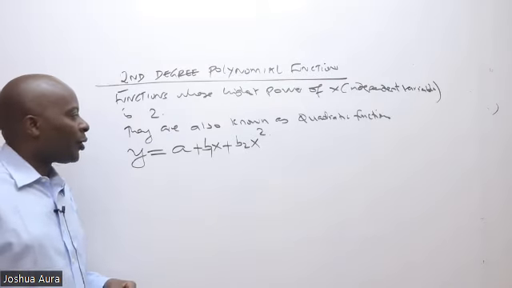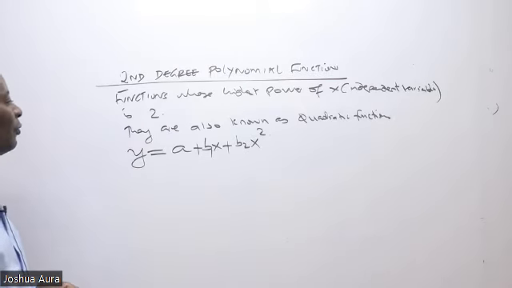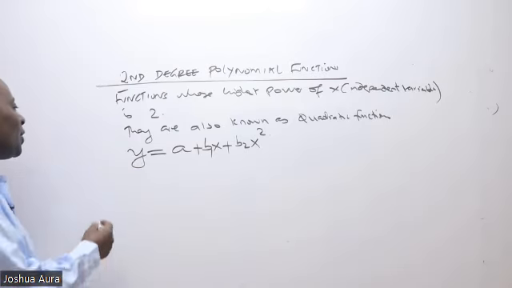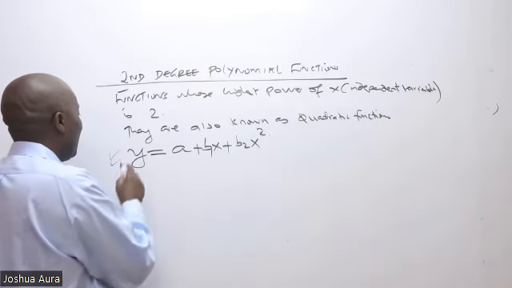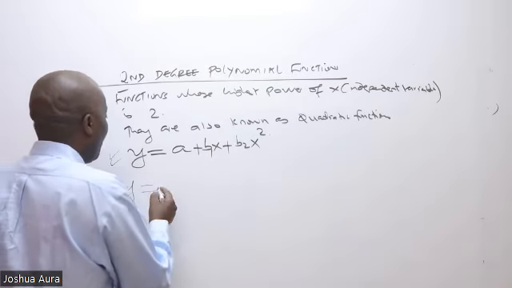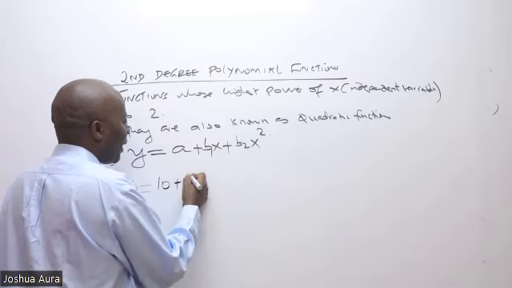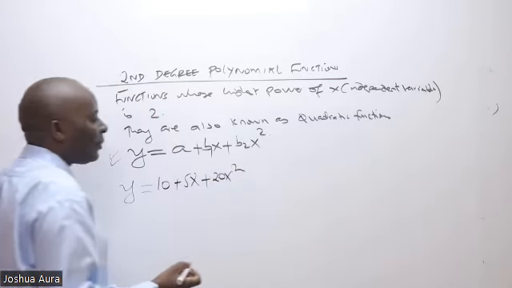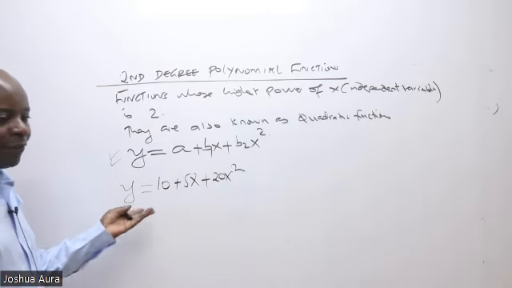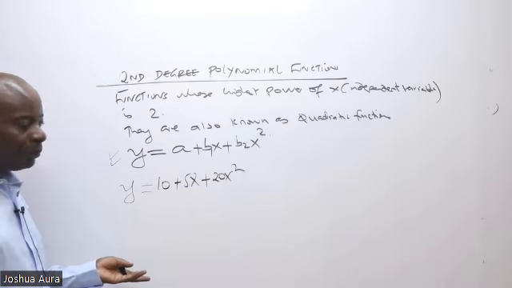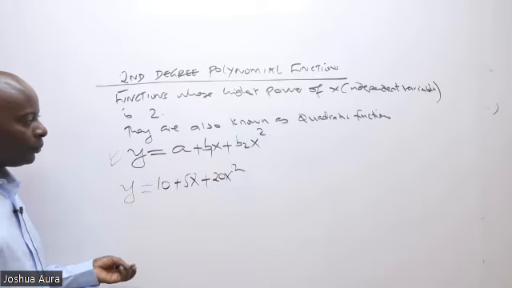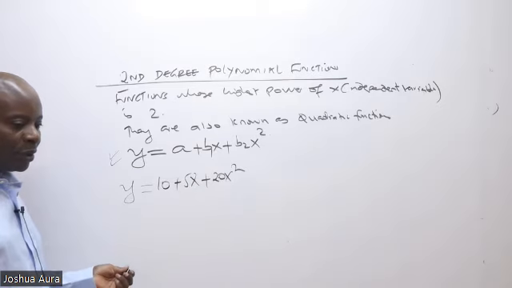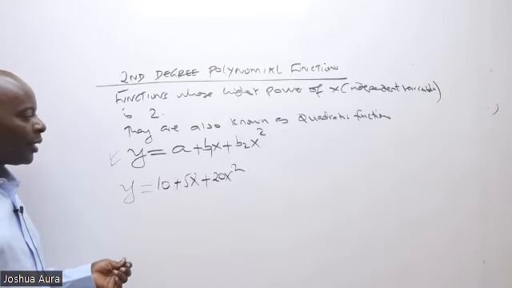Great. So, ladies and gentlemen, once you really have this, you would want to see examples. So, for example, if you're given here y equals, say, 10 plus 5x plus, for example, 20x squared, then this becomes a very good example of a quadratic function.